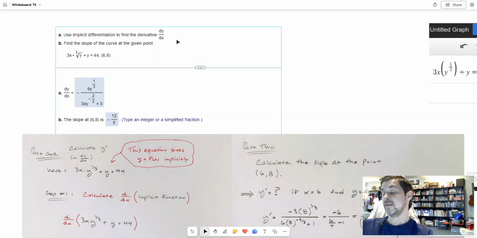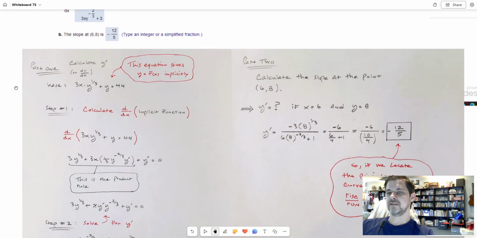Once I find that, one of the things that the derivative can tell us is the slope of the curve. It could also tell us the rate of change between y and x, but in this case, we find the derivative and then use that to find the slope of the curve at this point on the curve. Okay, so let's do that.